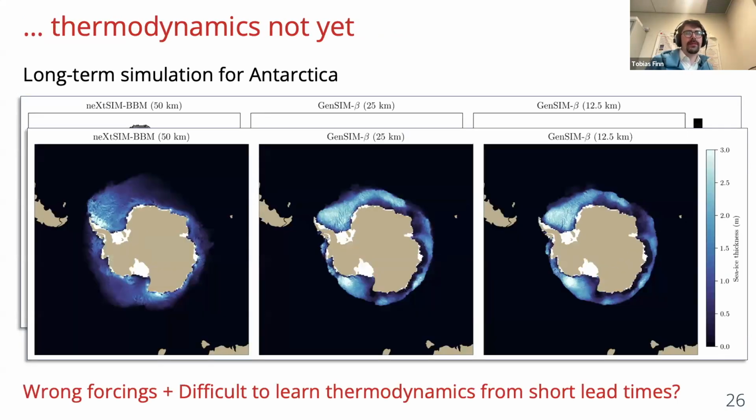However, if we look into the thermodynamics, this picture is not so nice at all, because here on the left we have once again what the geophysical model says, and we can see that the generative model gives a completely different sea ice thickness field. There are actually two reasons why this is the case. The first reason is that I just used atmospheric forcings, and in Antarctica ocean forcings are very, very important, so I neglected the ocean forcings until now. Also, I just trained the model for 12-hour lead time, and on 12 hours the sea ice is really dominated by the dynamics, which might indicate that it is difficult to learn the thermodynamics for such short lead times.